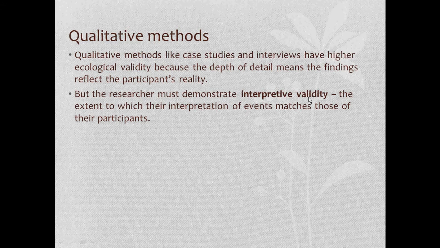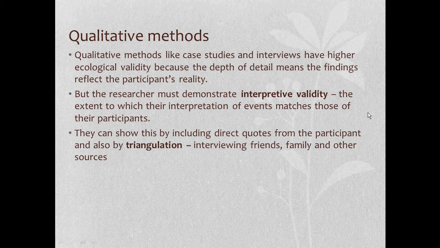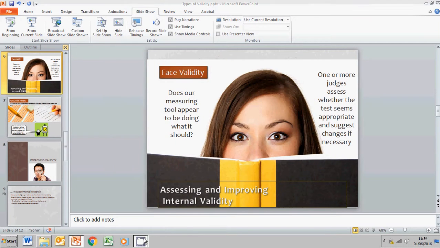But what the researcher has to do is demonstrate interpretive validity. They have to show that their interpretation of events is the same as their participants'. They can do that by including direct quotes from the participant when they report back, showing that the participant directly supports their interpretation of events, and also by using a variety of sources like interviewing friends and family and so on. So that's validity.